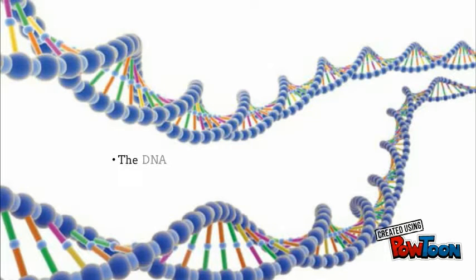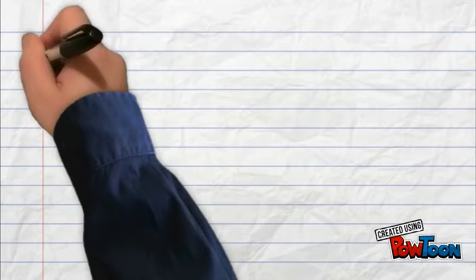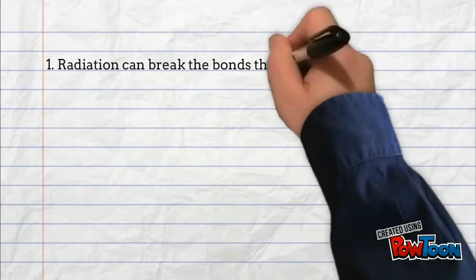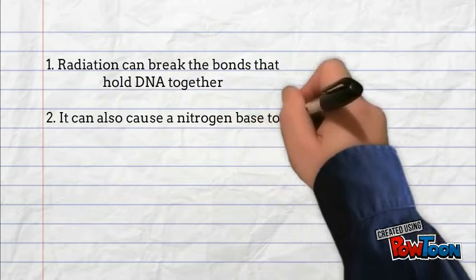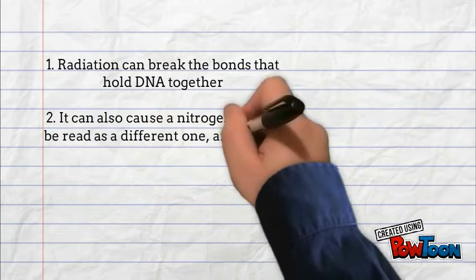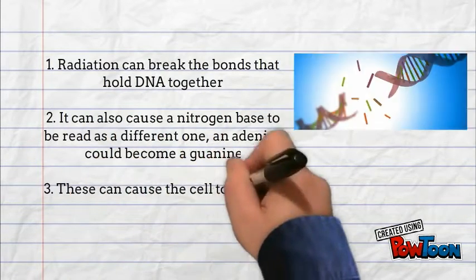The DNA molecule takes the form of a double-stranded helix and is made up of nucleotides with different nitrogen bases. Radiation can break the bonds that hold DNA together. It can also cause a nitrogen base to be read as a different one. Adenine could become a guanine. These can cause the cell to become cancerous.